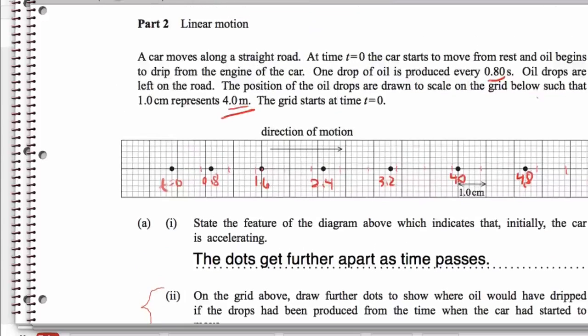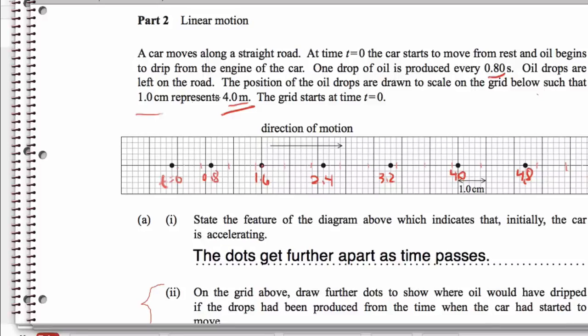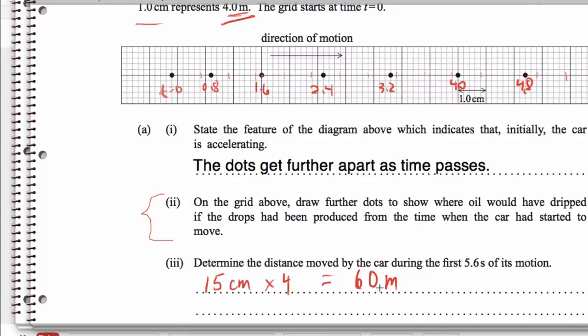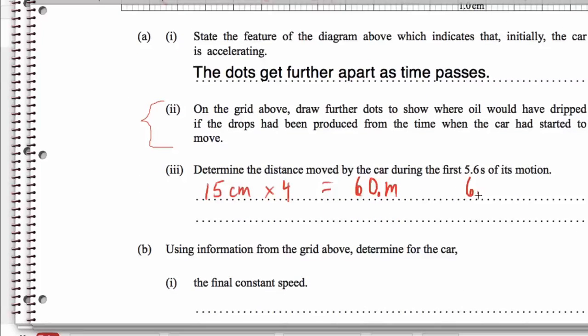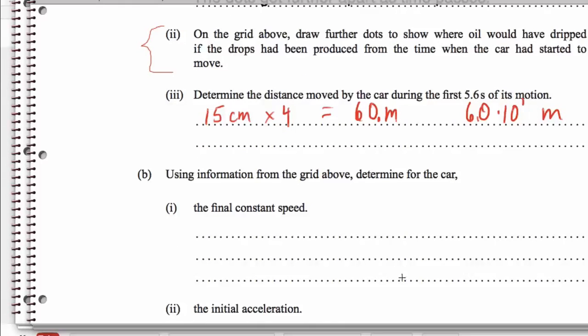And let's be really clear. How many sig figs do we need? We got 2 sig figs, 2 sig figs, 2 sig figs. So I'm going to say 60. meters. Or if you prefer, you can do 6.0 times 10 to the 1 meters. Either one works. Now, let's determine the final constant speed.